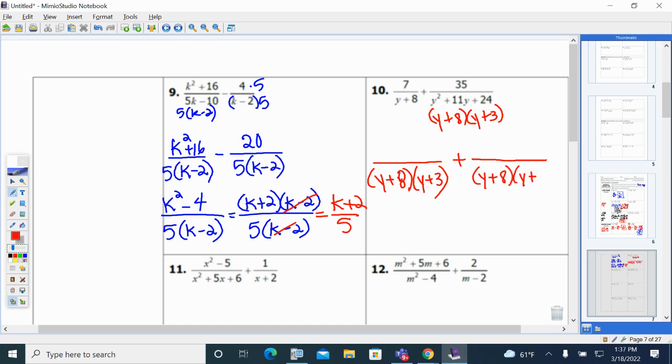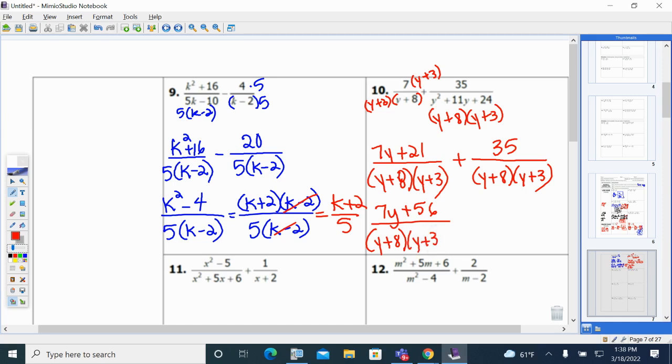So my common denominator is y plus 8 and y plus 3. For my first fraction, in order to rename it, I'm going to have to multiply that denominator by the y plus 3. So we're going to do the same thing in the top, and I get 7y plus 21 plus the second fraction is not going to change. So now I can add my tops, keep my bottoms. 7y plus 21 plus 35 is going to give me 7y plus 56 over my y plus 8 and my y plus 3.